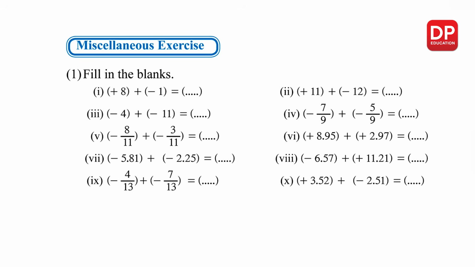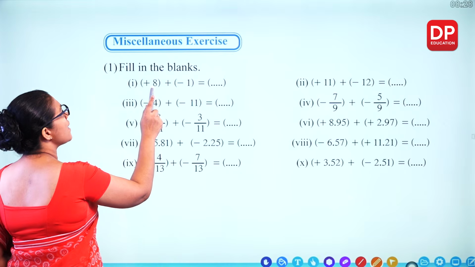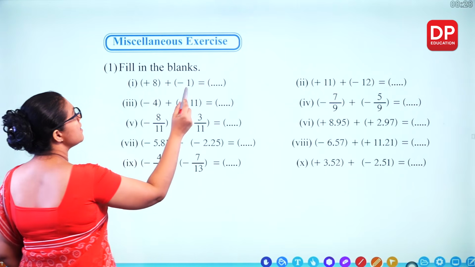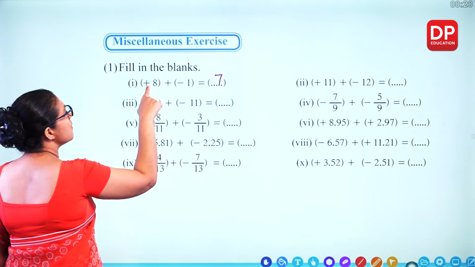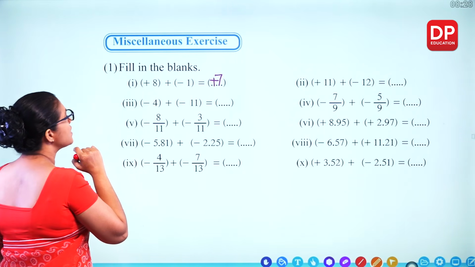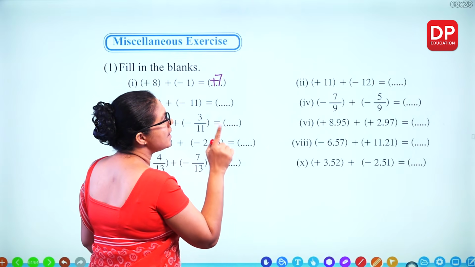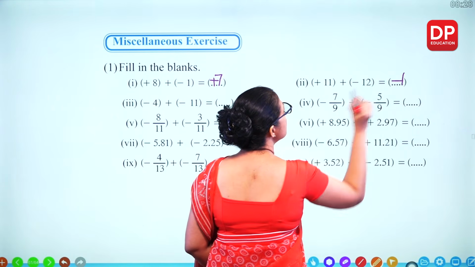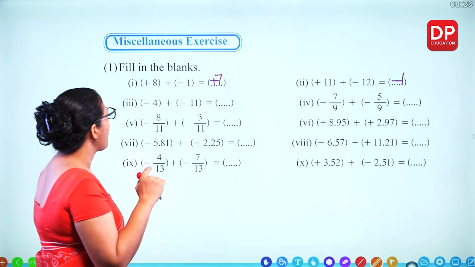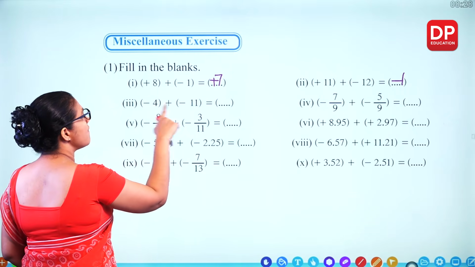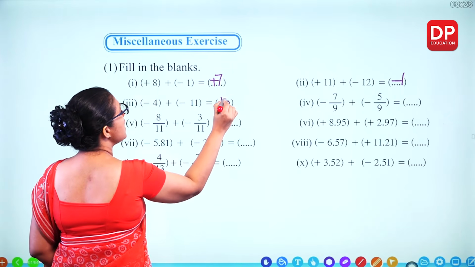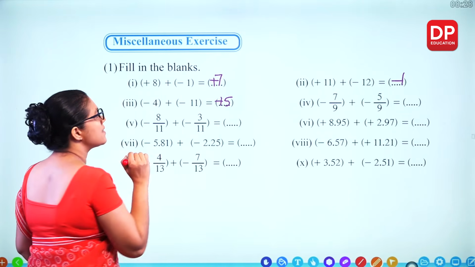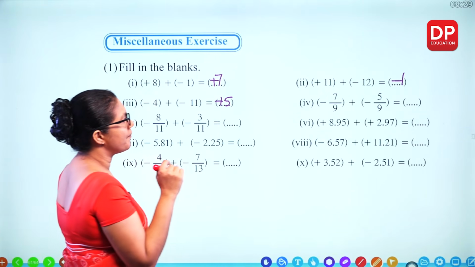Fill in the blanks. Plus 8 minus 1. Take the difference. That's 7. Bigger number is positive. 11 and 12. Take the difference. That's 1. Bigger number is negative. Both negative. Add it. 15. Both negative means the answer is also negative.